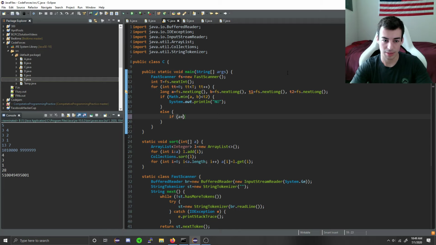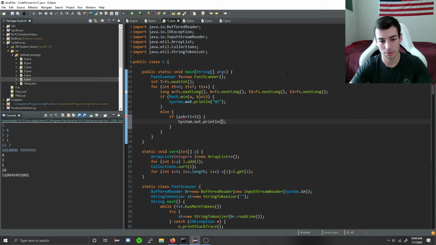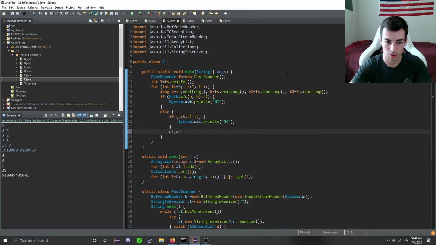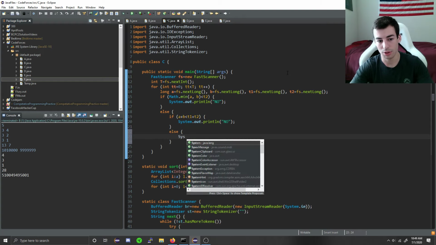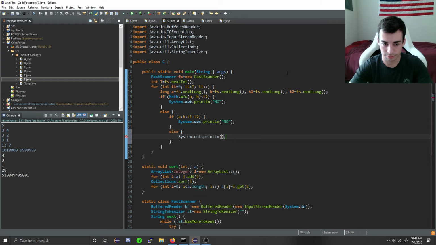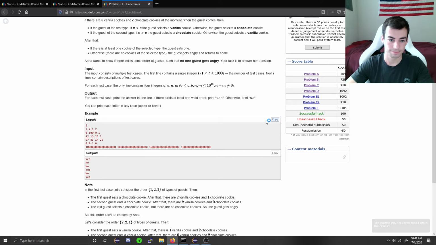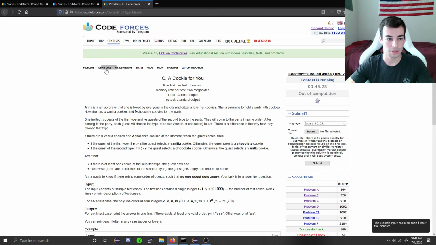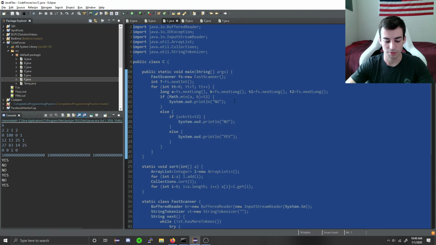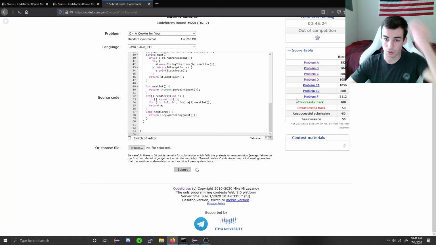So if A plus B is less than T1 plus T2, then we'll run out of cookies. The answer is just no. Otherwise, I think we should be able to do it. By these people go first, then these people clean up the rest. Yeah, I don't think that's going to be an issue. Like, I feel like that should probably be fine. I guess we'll see.